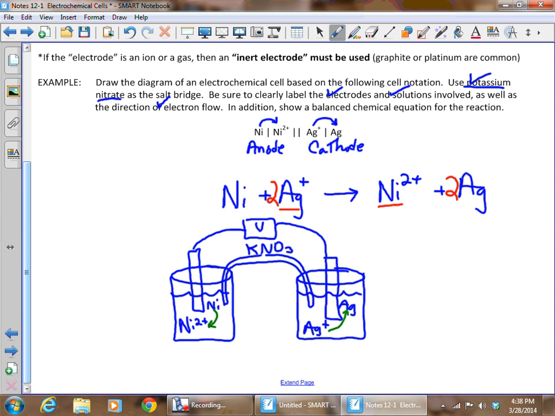So there's one thing we haven't done yet. Let's label the direction of electron flow. Remember fat cat. Fat cat tells us it's from the anode to the cathode. So the electron flow is going to be in this direction. We've already done our balanced chemical equation, so this is our diagram of this cell.